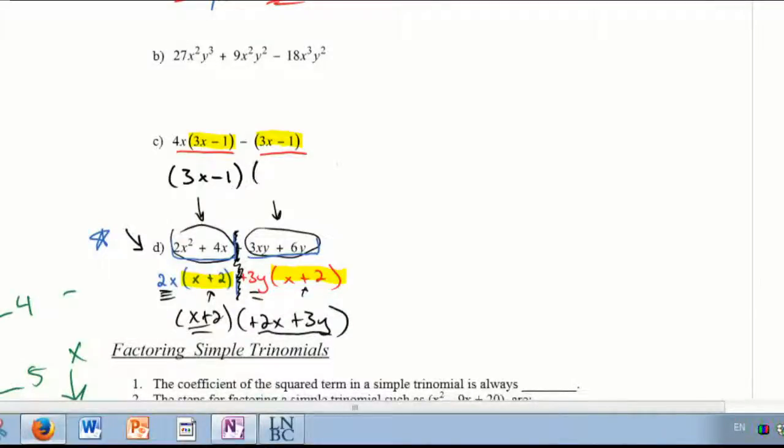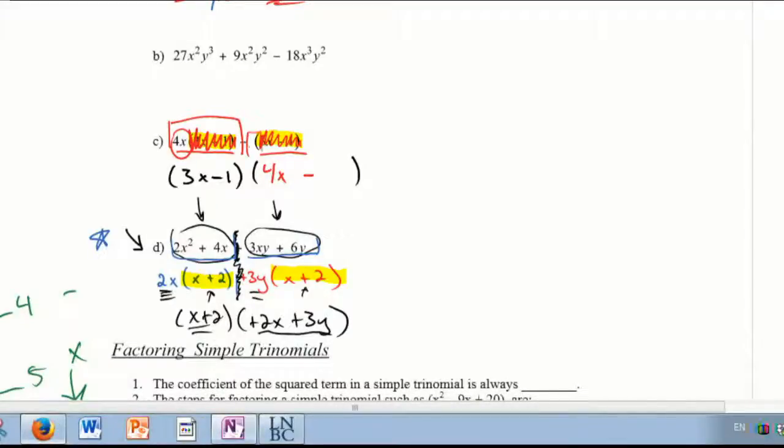There we go. Now I'm going to have two things left over. What's left in my first term here, after I take out this 3x minus 1, all I have left is a 4x. So I'm going to drop that 4x down. And in my second term here, I have a subtraction sign. Once I get rid of this 3x minus 1, it's gone.